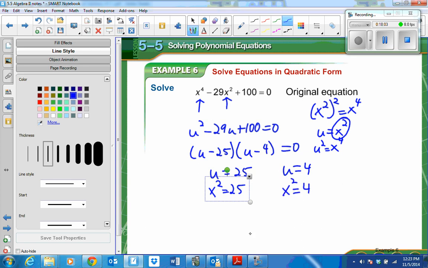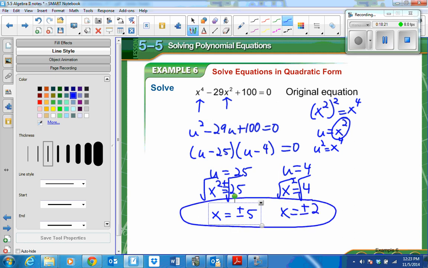Now here's the next mistake you're going to make. You have to square root both sides of this. When you square root something, you have to include plus or minus. So we get x can be plus or minus 5. And going over here to this one, we take the square root, we get x can be plus or minus 2. So this particular equation can be put into quadratic form, and it has 4 solutions. X can be plus or minus 5, and x can be plus or minus 2.